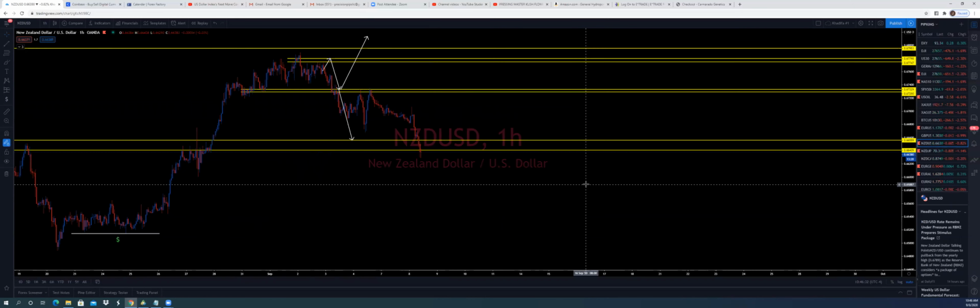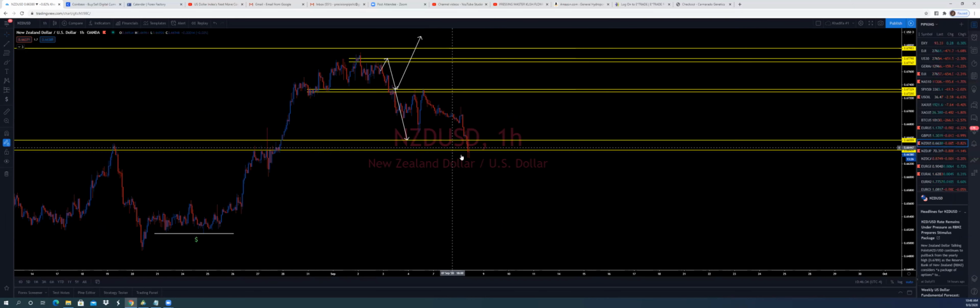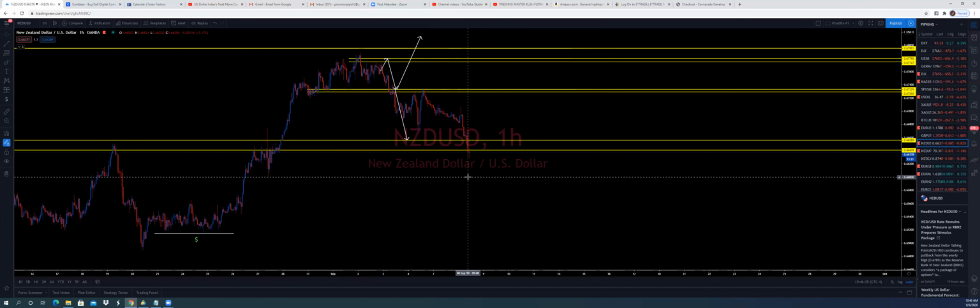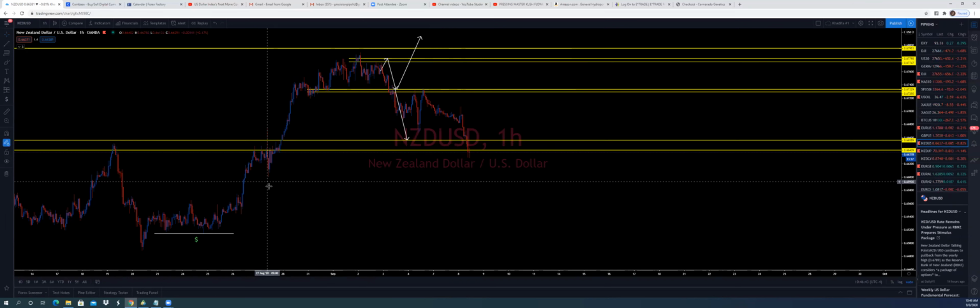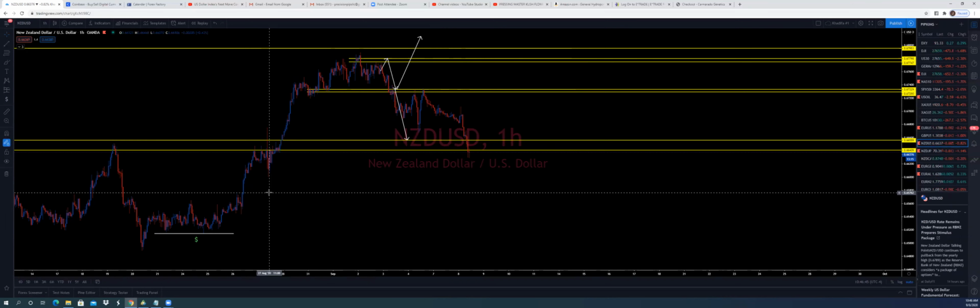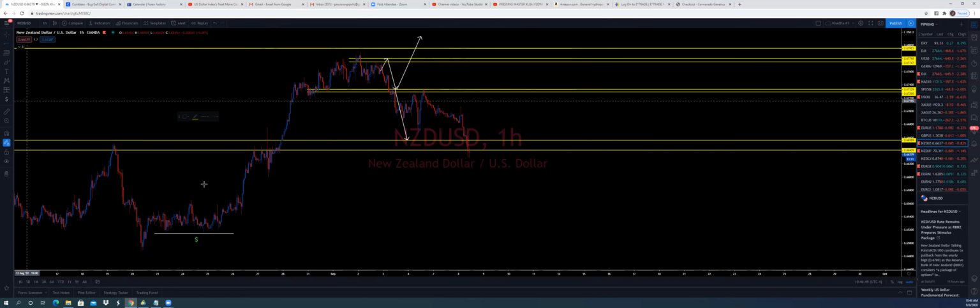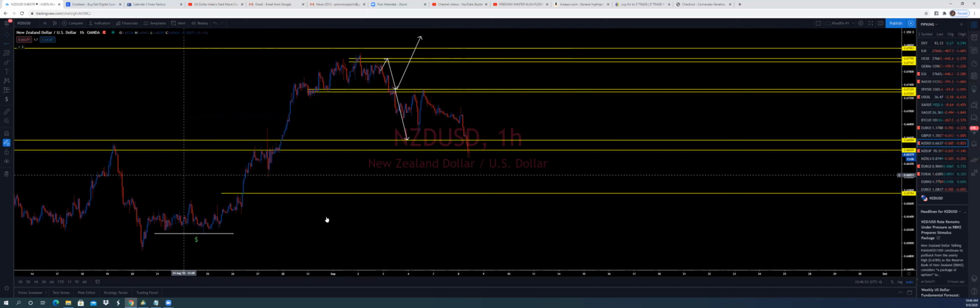Same thing with NU. Want to see if NU can hold this level, or if it's going to push through, come down, retest this low, and possibly give us a bounce off of that level.